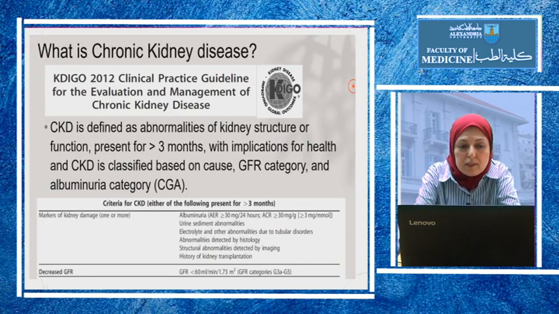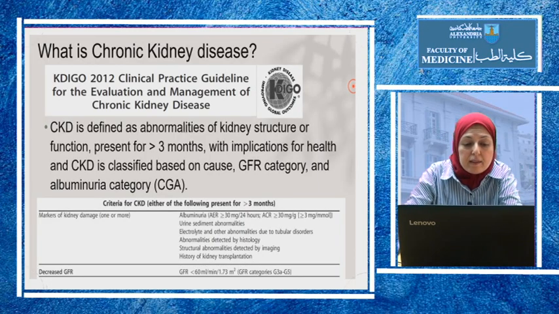So as you all know, chronic kidney disease was defined by the KDIGO in 2012. The KDIGO stands for Kidney Disease Improving Global Outcomes. It's an initiative by the International Society of Nephrology to unify the definitions and the care for patients with kidney disease. So they defined chronic kidney disease in 2012 as abnormalities of kidney structure or function present for more than 3 months with implications for health. And it is classified based on cause, GFR category, and albuminuria category, or what we call the CGA system.